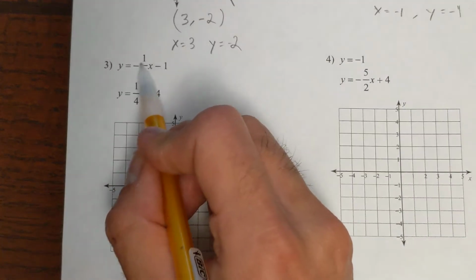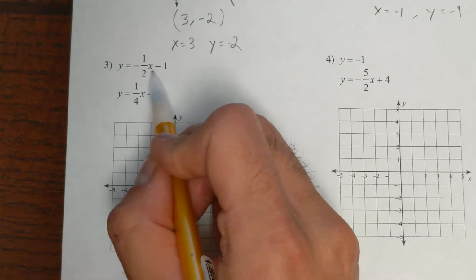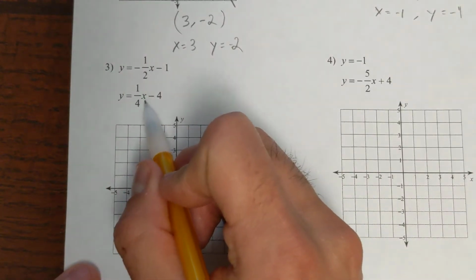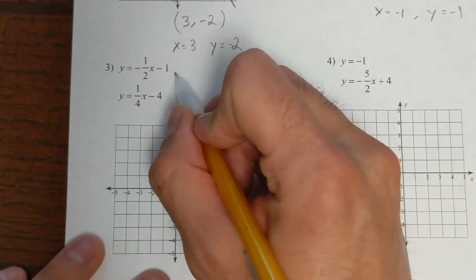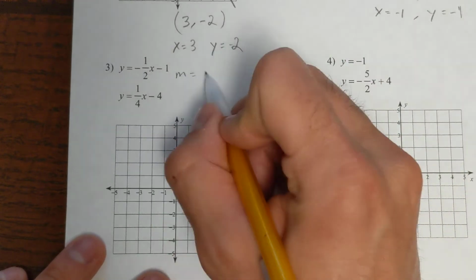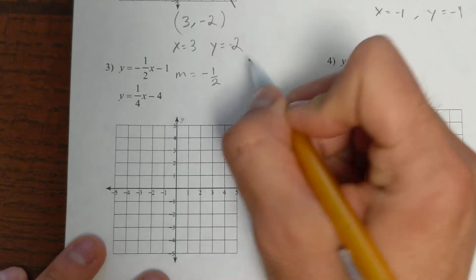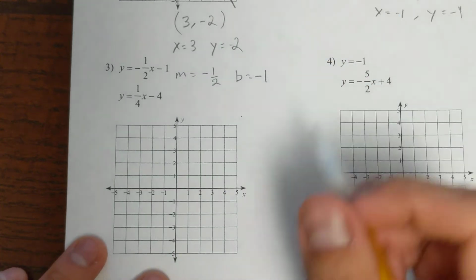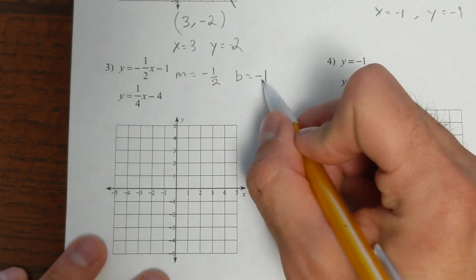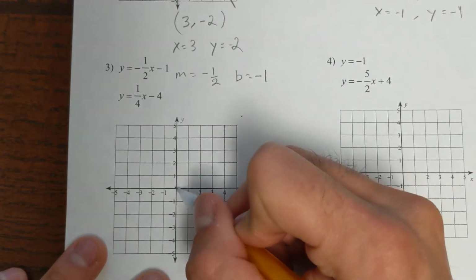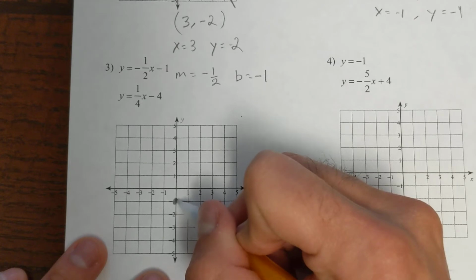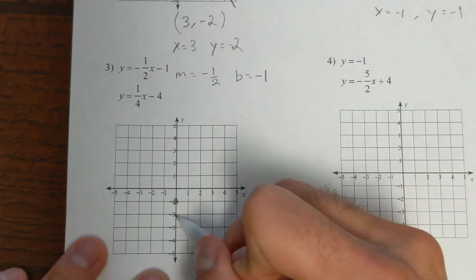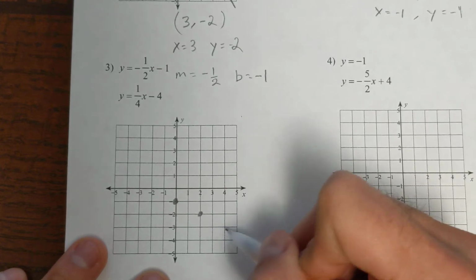We have y is equal to negative 1/2 x minus 1. And y is equal to 1/4 x minus 4. I'm going to do the same thing. My slope here is negative 1/2. And my b value is minus 1. So let's go ahead and graph that. Begin at negative 1. So I'm beginning on my y-axis at negative 1. And my slope is negative 1/2. So that means going down 1 and over 2.